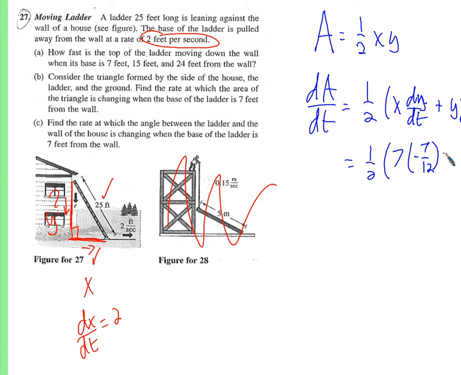Negative 7 twelfths, plus y. What is y? 24, we found that before. dx/dt, that's 2. Multiply it all together, there you go. That's how fast the area is changing.